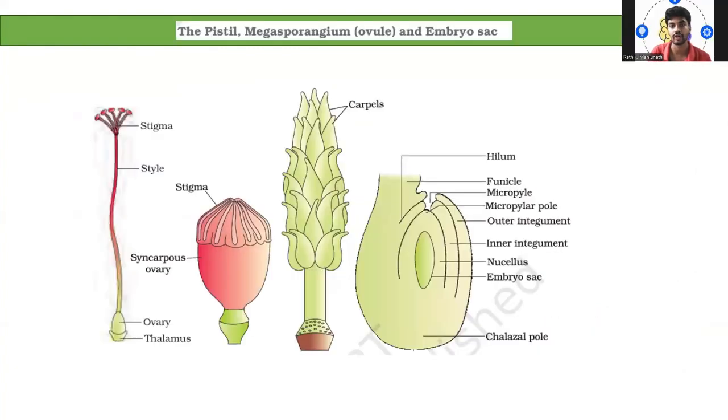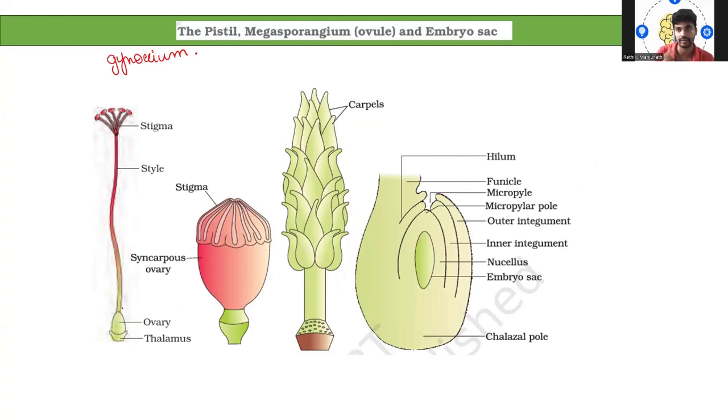After the completion of the male reproductive system, we will move to the female reproductive system. So what does the female reproductive system consist of? Pistil, megasporangium, which is nothing but the ovule, and the embryonic sac. So the female reproductive system is nothing but the gynoecium. So this is actually what they are.